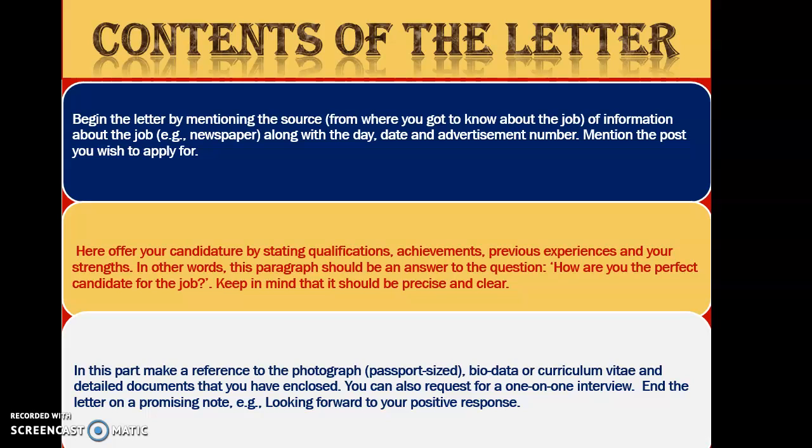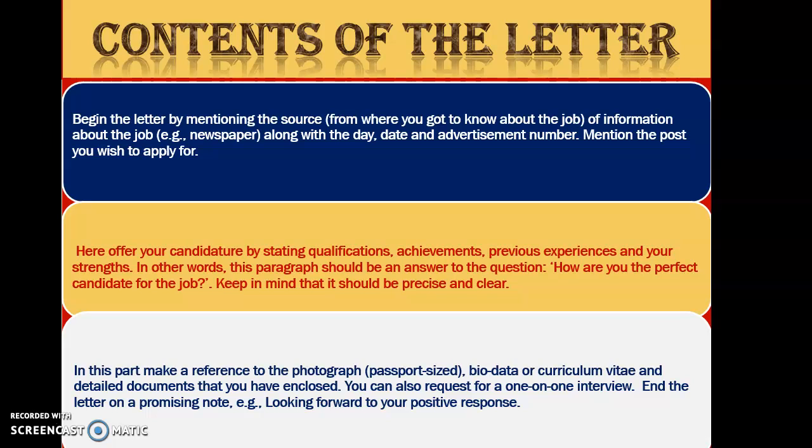Now, in the second paragraph, here you offer your candidature by stating qualifications, achievements, previous experiences, and your strengths, in case you are not providing the biodata separately. If you are giving the biodata separately, all this has to be mentioned very briefly. In other words, this paragraph should be an answer to the question of how you are perfect for the job. Keep in mind that you should be very precise and clear.